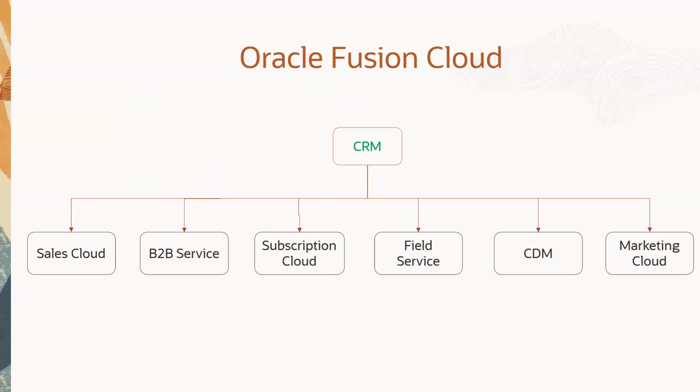Oracle Fusion Cloud offers other clouds also, like HCM, ERP, and SCM, but I'm focusing this slide on CRM. CRM has all these features. Sales Cloud and B2B Sales Cloud provide sales force automation features. B2B Service provides case management and service request management capabilities, and it also supports knowledge authoring.